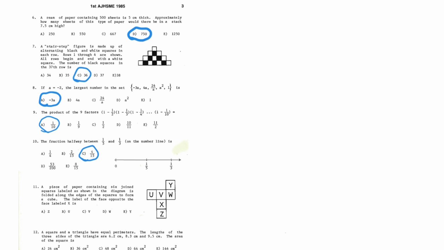Number 11. A piece of paper containing 6 joined squares labeled as shown in the diagram is folded along the edges of the squares to form a cube. The label of the face opposite the face labeled X is. They ask opposite X. If we use X as the base, this will be the front, and this will be the back.